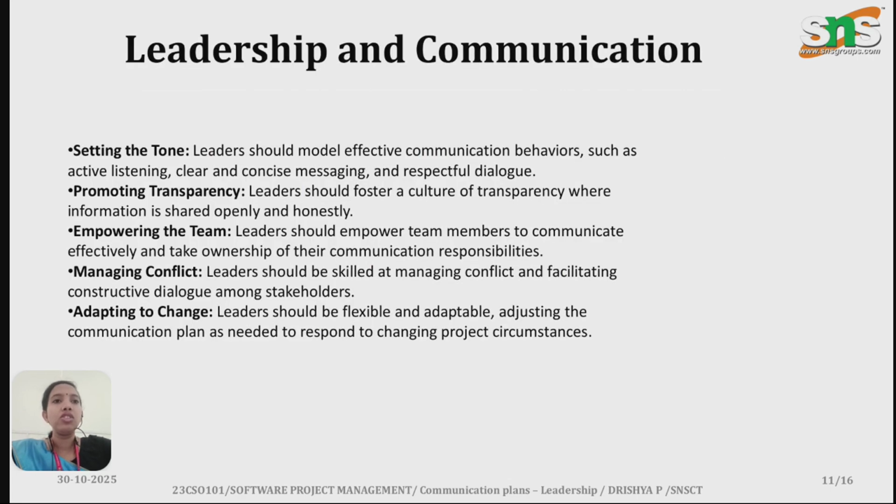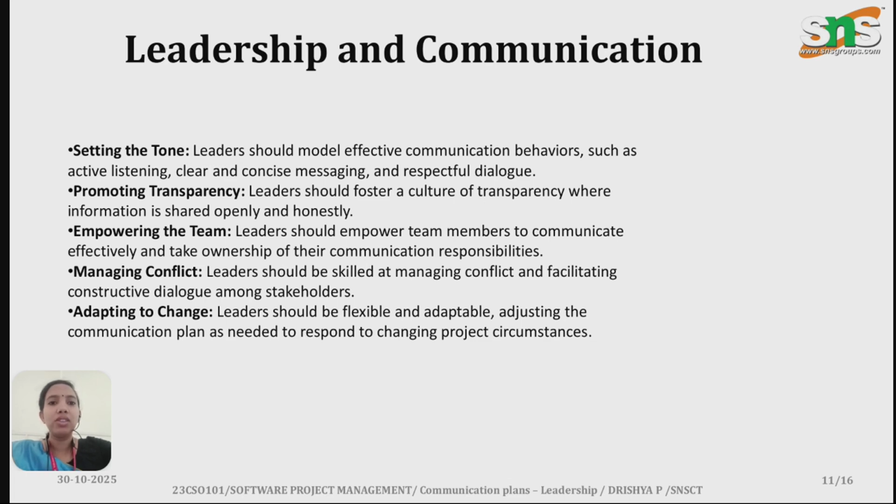So leadership and communication: setting the tone, promoting transparency, empowering the team, managing conflict, adapting to change. Setting the tone: leaders should model effective communication behaviors such as active listening, clear and concise messaging, and respectful dialogue. Then promoting transparency: leaders should foster a culture of transparency where information is shared openly and honestly. Next is empowering the team. Leaders should empower team members to communicate effectively and take ownership of their communication responsibilities.